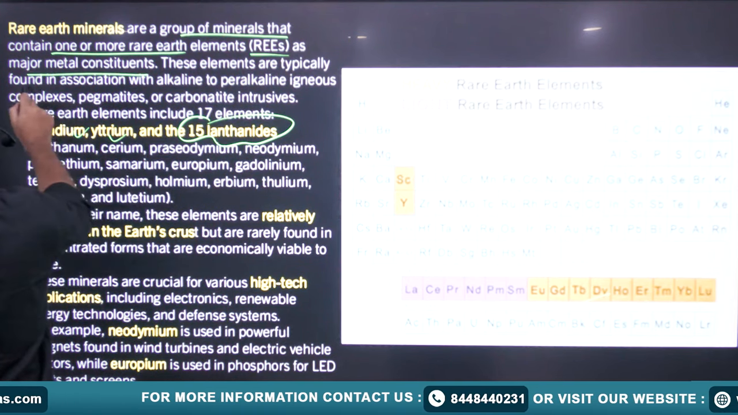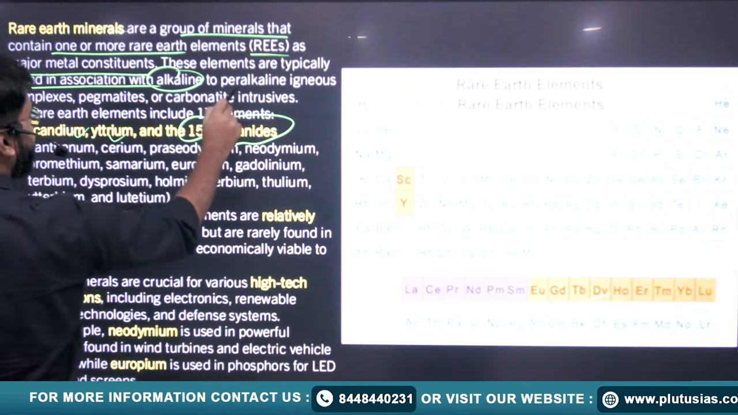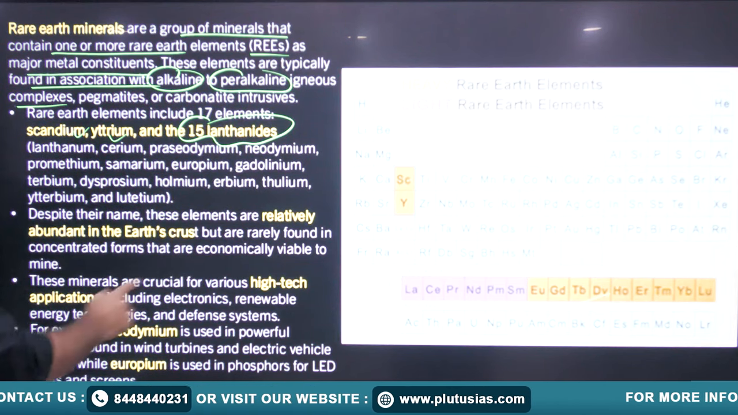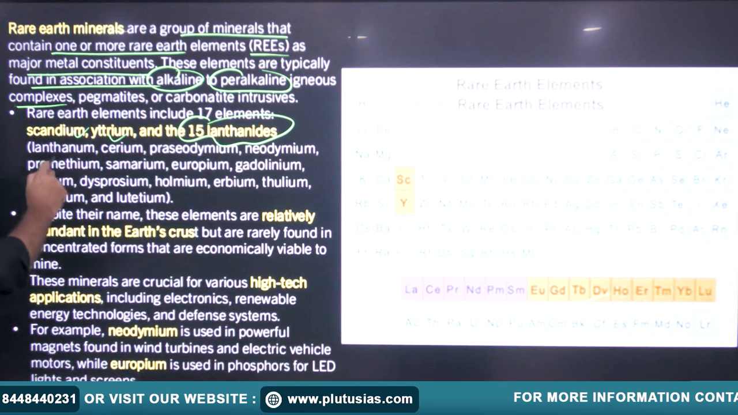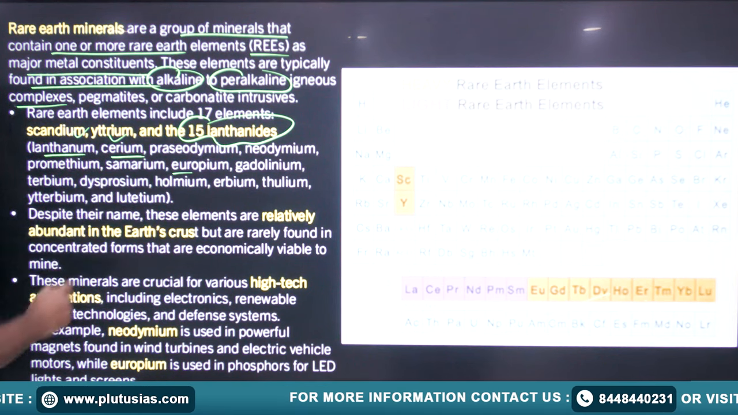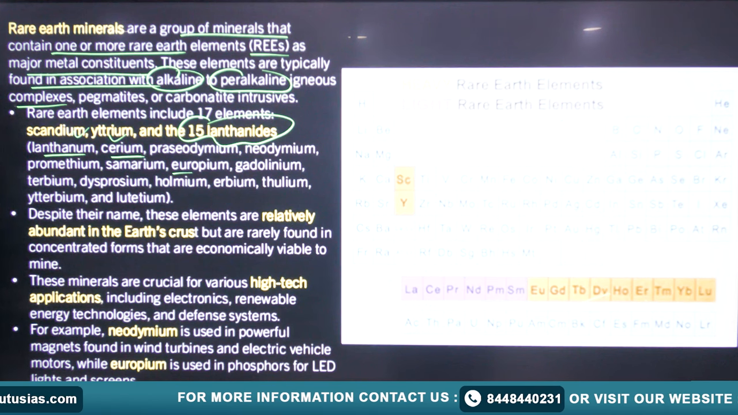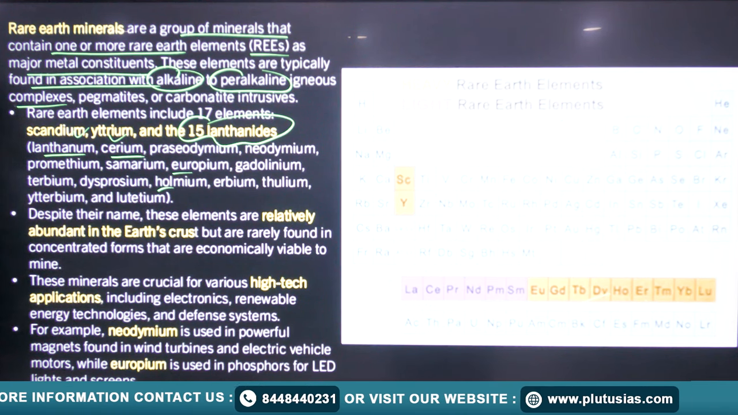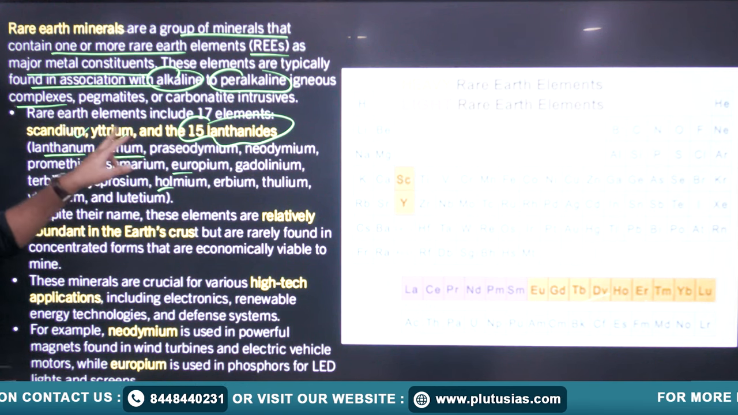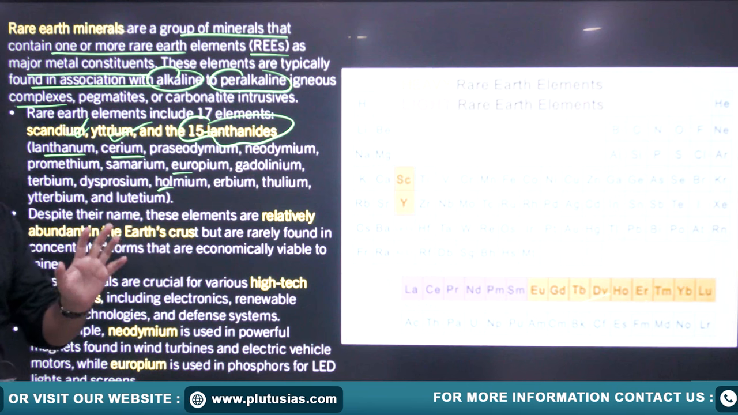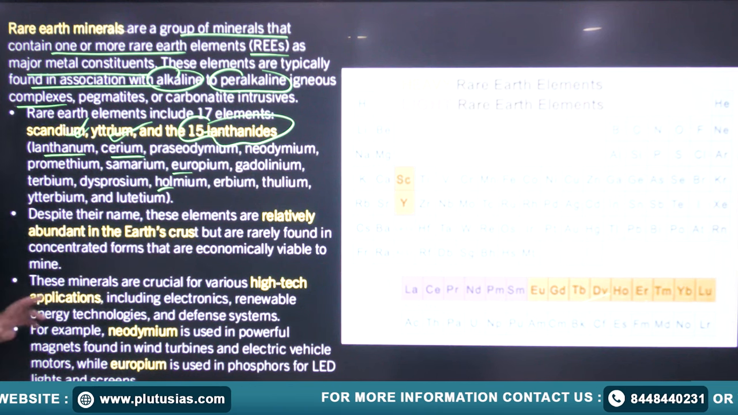These elements are typically found in association with alkaline and peralkaline igneous complexes. There are 17 in total. Their names are lanthanum, cerium, neodymium, europium, gadolinium, thulium, holmium. No need to remember all of them, just remember scandium, yttrium and 15 lanthanides. That's it. That can be asked in the prelims as well.